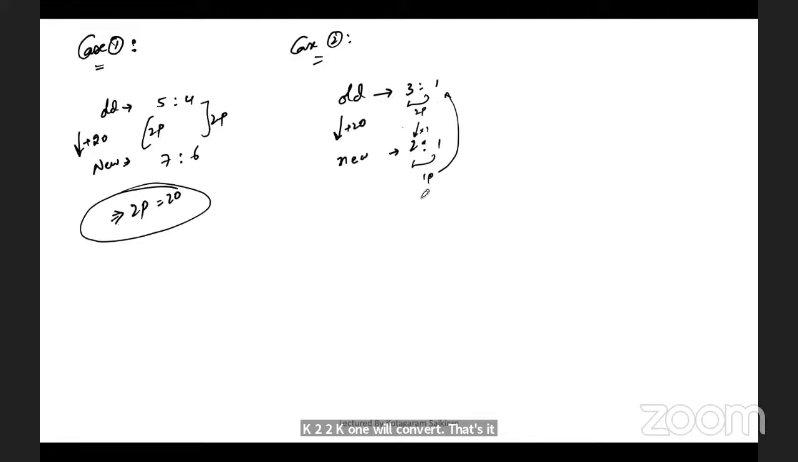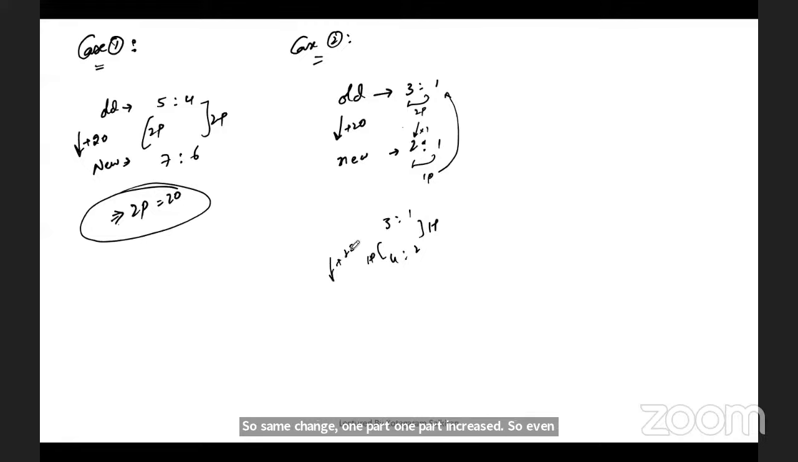So if I convert case 2 to case 1, what happens? That will be 3:1, 4:2. So the same change, one part increased. Even after adding the same number, we'll not have the same change. In that case, what are we going to do? We are going to cross multiply, take the difference, and cross multiply.